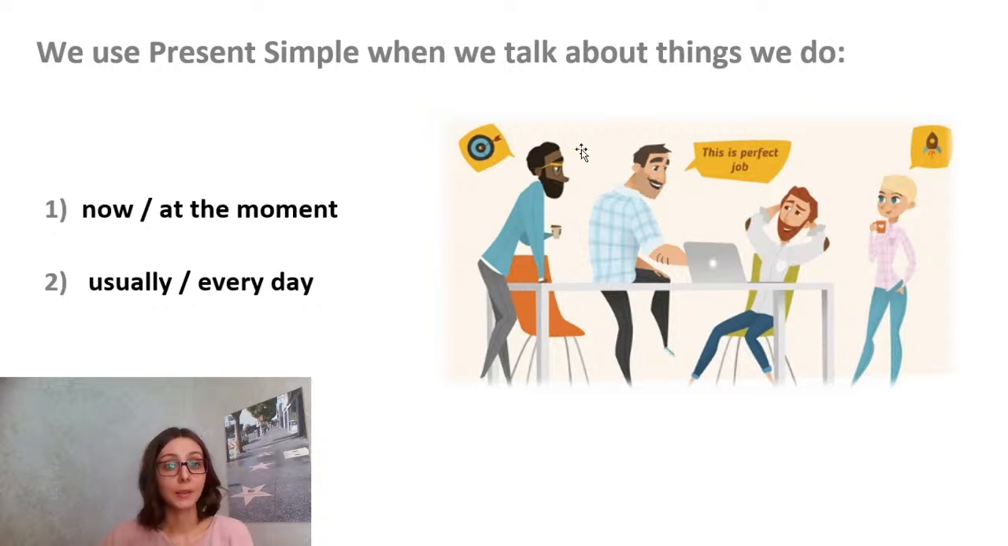So we use the present simple when we talk about actions that we do usually or every day. So these are our everyday routines. I wake up in the morning at 9 o'clock. I have breakfast and so on. Or something that happens normally.